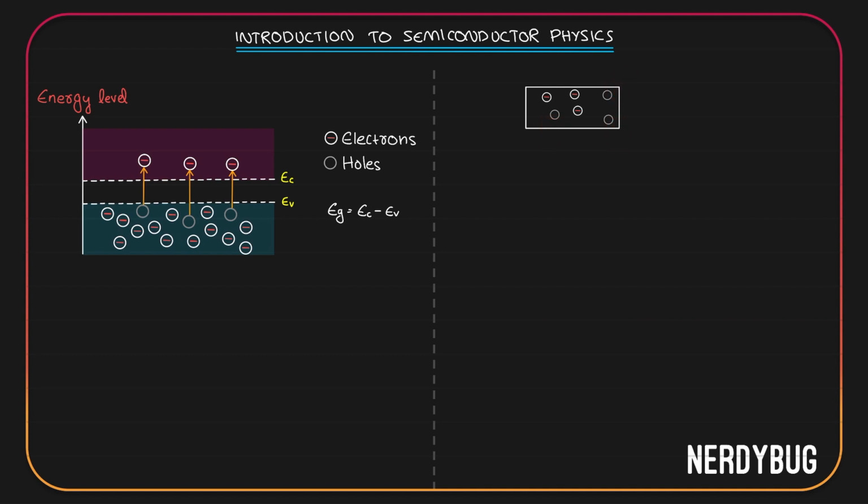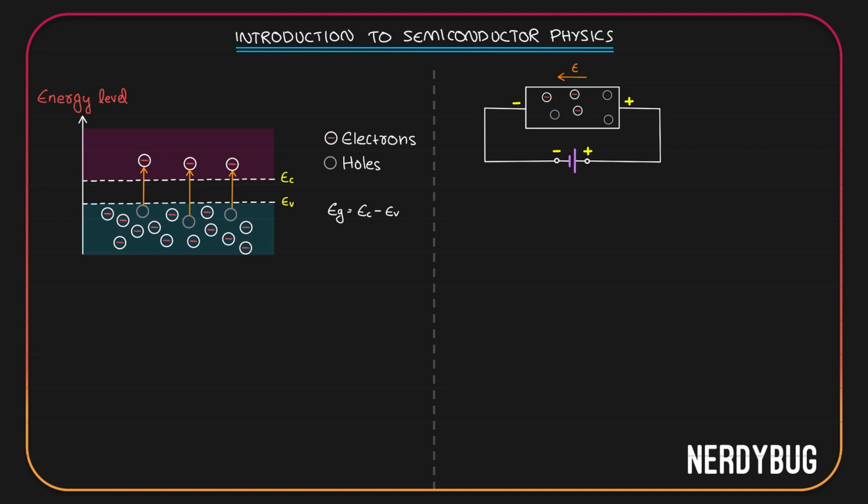Now, I am going to apply a voltage source across this. The positive terminal is connected to this end and the negative terminal is connected to this end. So, this end of the semiconductor will get positive polarity and this one will get negative polarity. From positive to negative, an electric field will be developed.